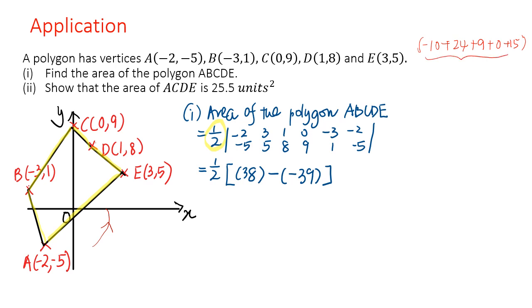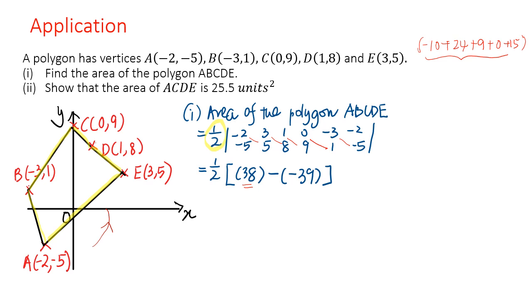So instead of doing it, we would really try to make use of the calculator as much as possible, especially in exam. Time is very limited. So we should make use of calculator as much as possible. So use your calculator to just key in -2 times 5 plus 3 times 8 plus 1 times 9 plus 0 times 1 plus -3 times -5, and you will end up get 38. Yes, okay, you will get 38.